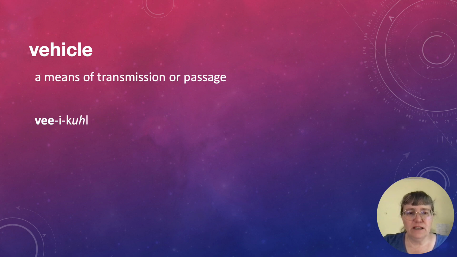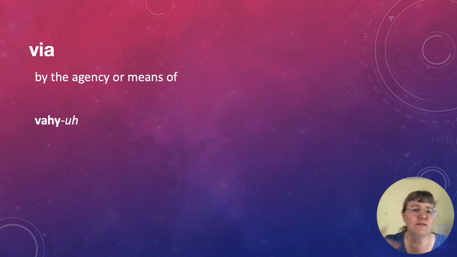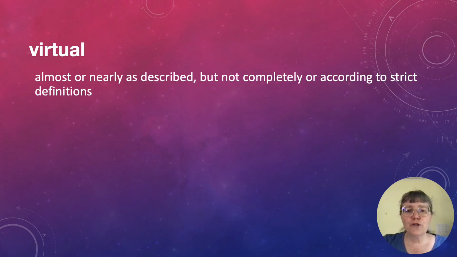Vehicle. You may also hear this pronounced with the H sounded. That's not a standard pronunciation, but it is a common one. The standard pronunciation is with a silent H, but you may hear the other. Via. Via. Virtual. That TU becomes a ch sound. Virtual.